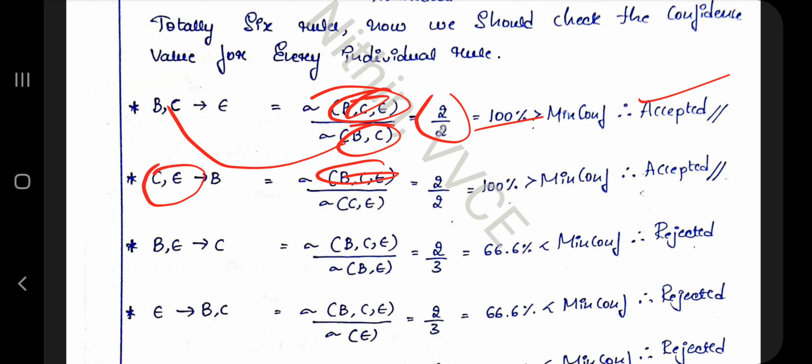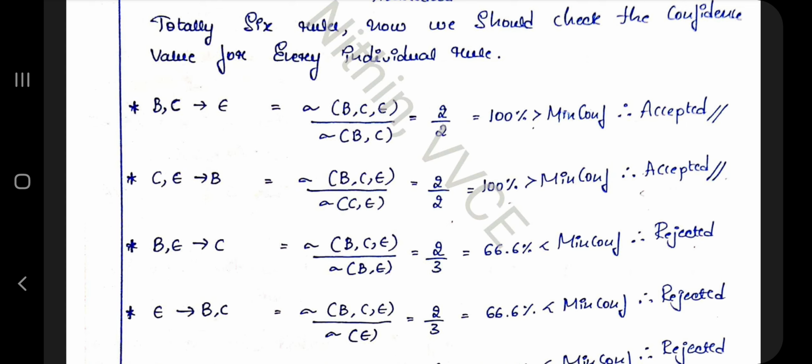CEB, how many times has CEB appeared? The numerator will be the same for all, just the denominator will differ. CE, how many times has it appeared? 2 times, and this is also 2, 100% accepted.